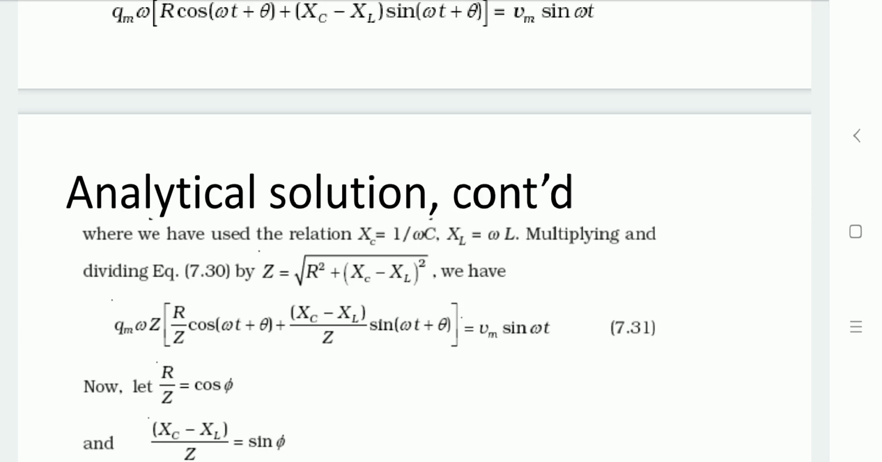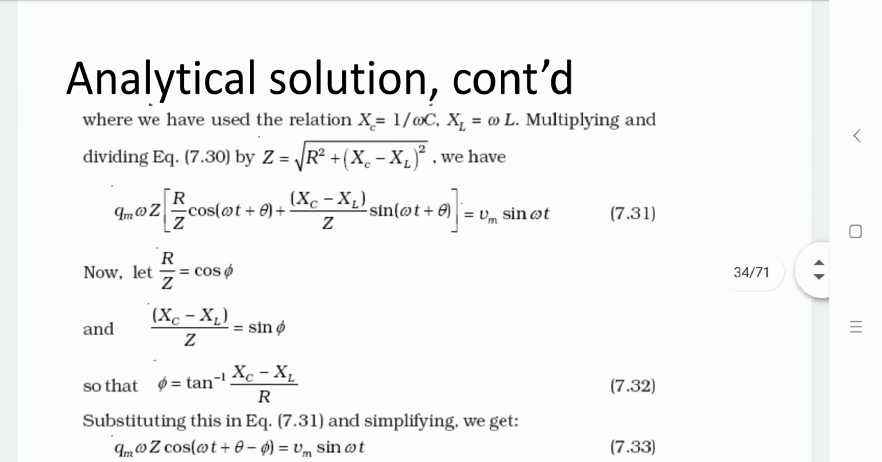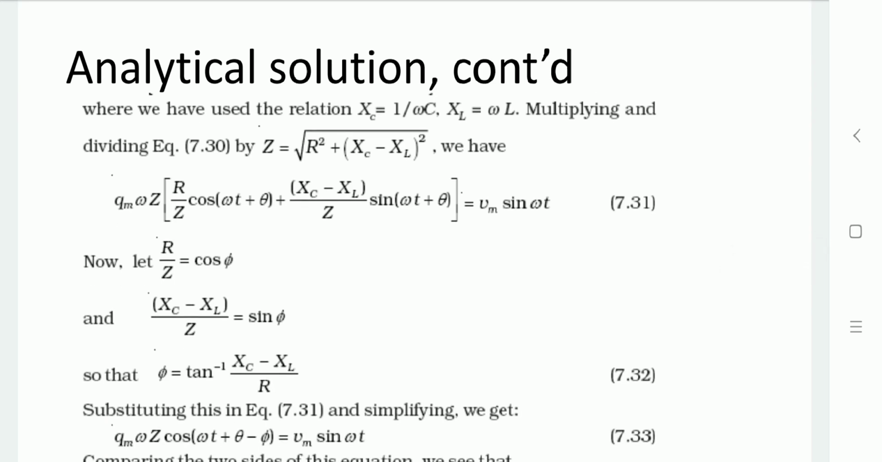Now from the phasor diagram, the resistive triangle in which we defined tan phi, from the same triangle we can get sin phi and cos phi. So cos phi is R by Z and sin phi is Xc minus XL by Z, and phi is tan inverse of Xc minus XL by R. So now replace each value over here.